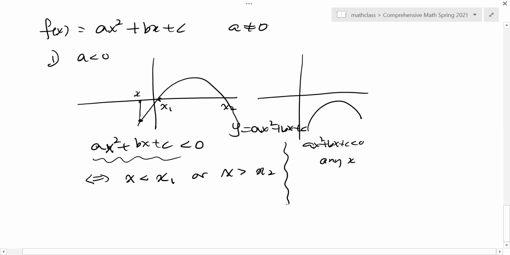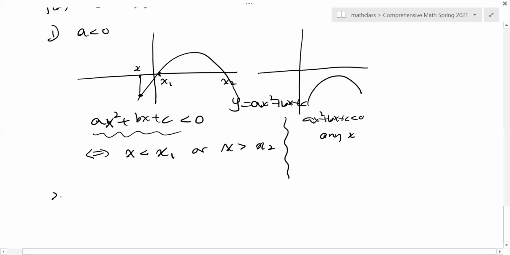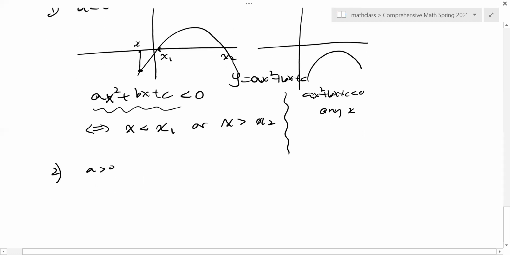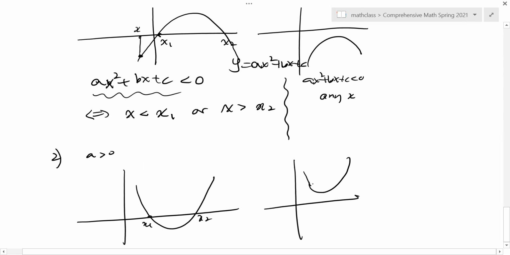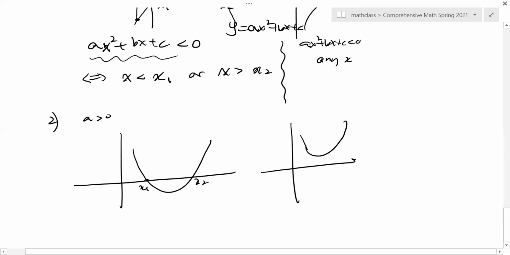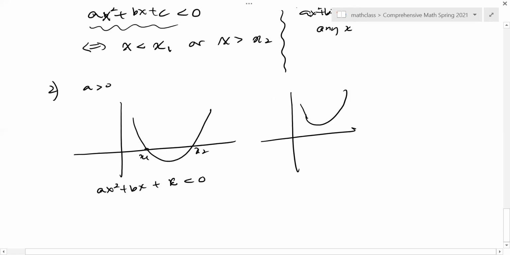And when a is positive, this is a parabola that opens upward, okay? And there's also two cases here almost. Another one is like that, no intersection, okay? And if you still want to solve this inequality, what do you get, right? And x must be between x1 and x2 because only for those x's the corresponding y value is negative, right?